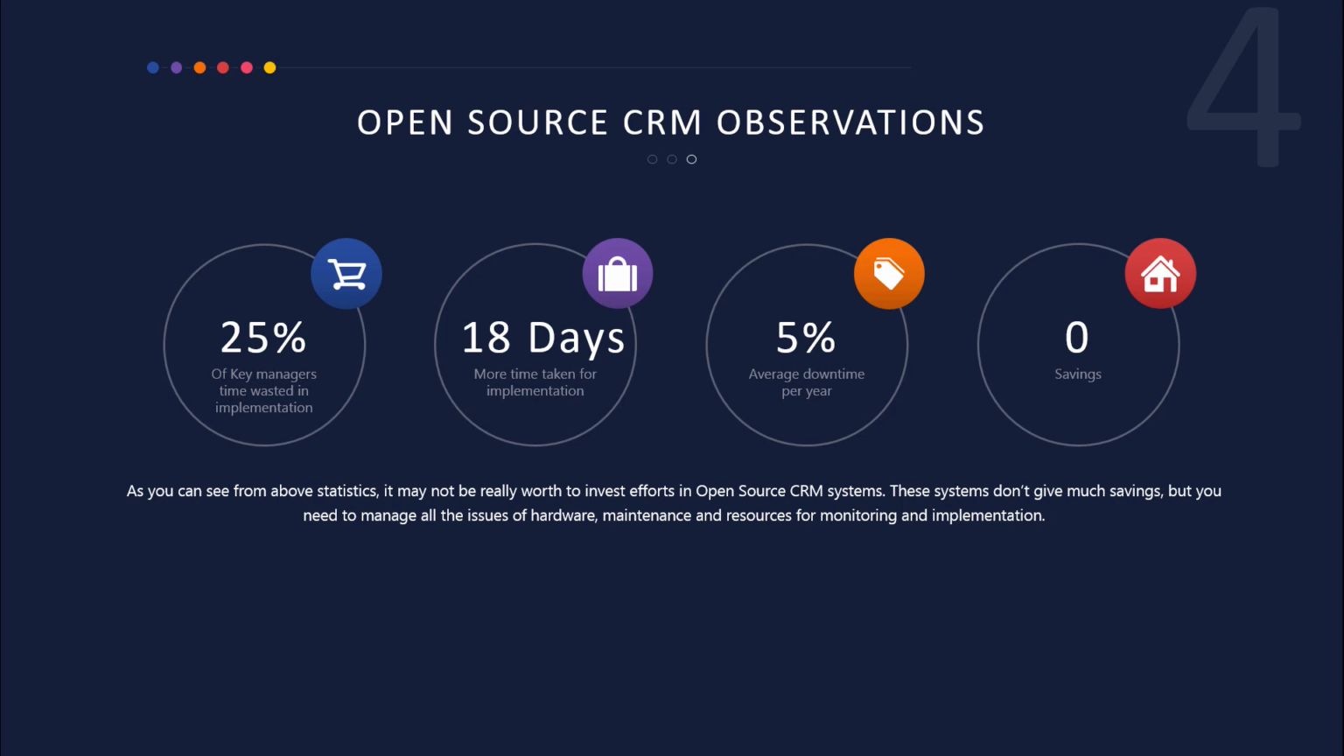Here are some of the key observations about open source CRM systems. While implementing open source CRM, the key managers end up spending 25% of their time on implementation efforts over a period of 3 months. On average, an open source CRM system takes 18 days more to implement than commercial systems.